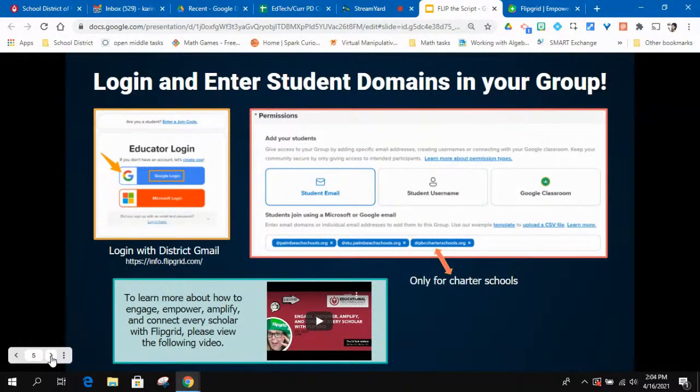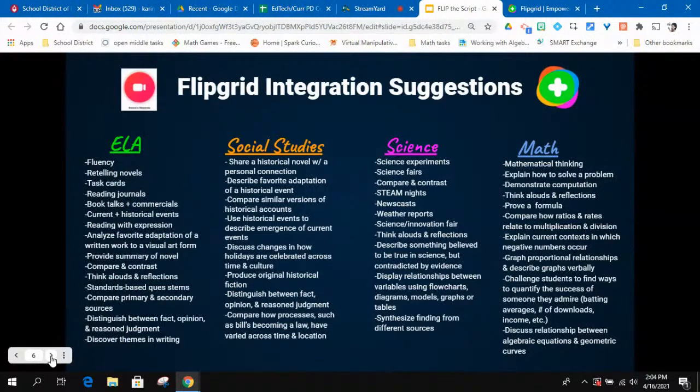But most importantly, when you're making your group, in order for your students to have access to your group, you need to add the student domain. So make sure to add the stu.palmbeachschools.org along with palmbeachschools.org for you teachers. If you are from a charter school, make sure you add your charter school domain as well. And teachers, when you're logging in, make sure to use your Google login with your district email, your district credentials, and that will get you into Flipgrid, which again is a free resource. So very important to get those credentials in.